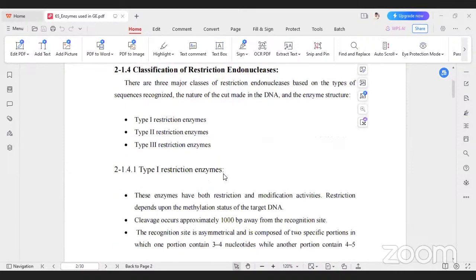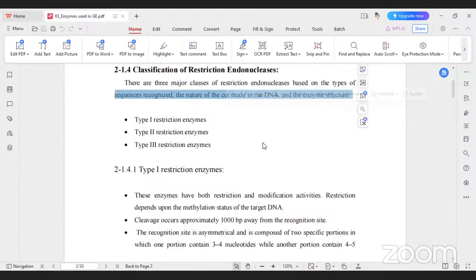For the classification of restriction endonucleases, there are major classes based on the types of sequence recognized. Based on the sequence recognized, this is important, the nature of cut made in the DNA, the enzyme structure, and also dual function. I will explain later. Dual function means endonuclease activity and methylase activity. So based on that, we can classify the restriction endonucleases into three types generally.